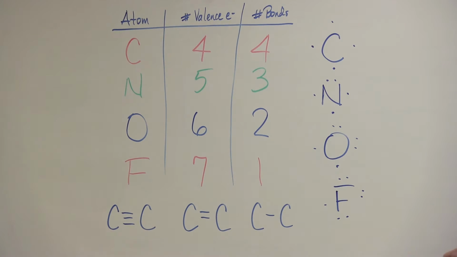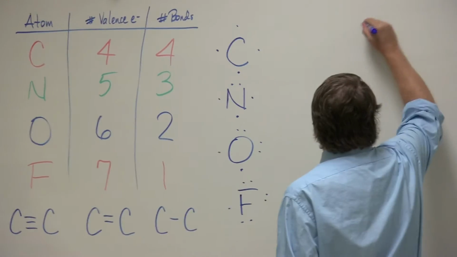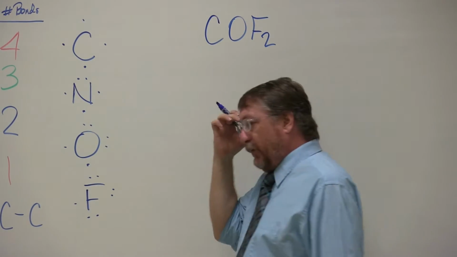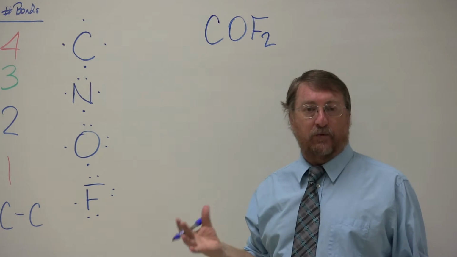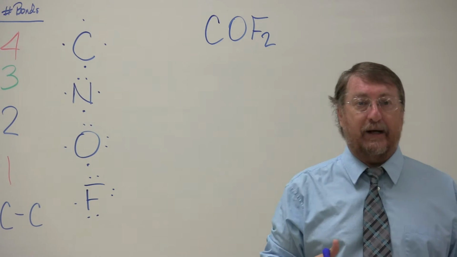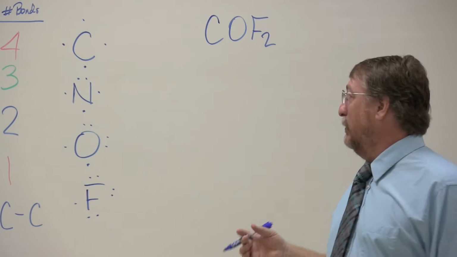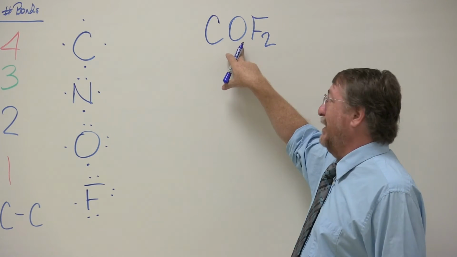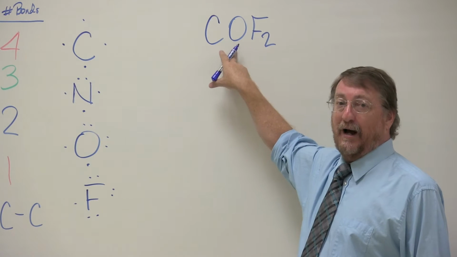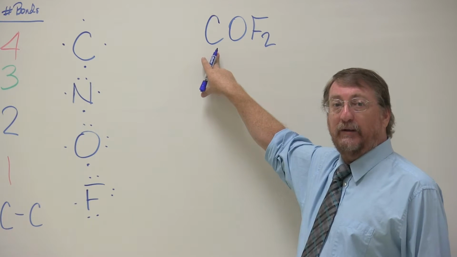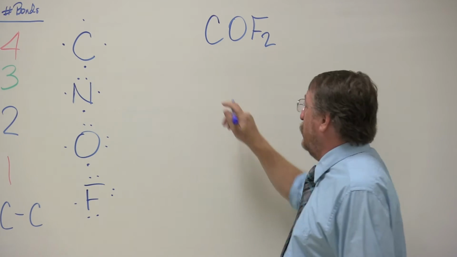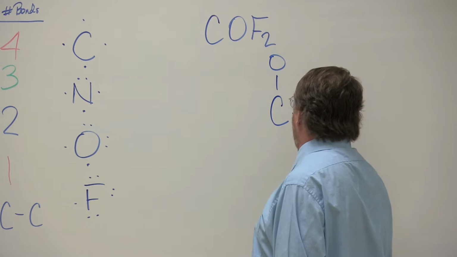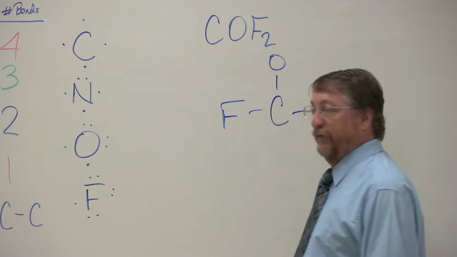Okay? Here is an example, COF2. Let's draw this structure, and we'll see when something looks like it has resonance, but it really doesn't. So carbon here is going to be the central atom. This is one where you might think oxygen's going to be in the center, but it's not. The least electronegative element is going to be in the center, other than hydrogen. So carbon's going to be in the middle here. So we're going to have C bonded to O, F, and F.